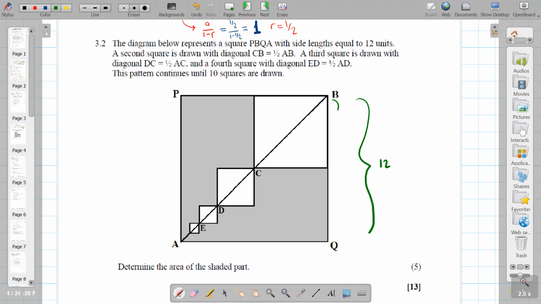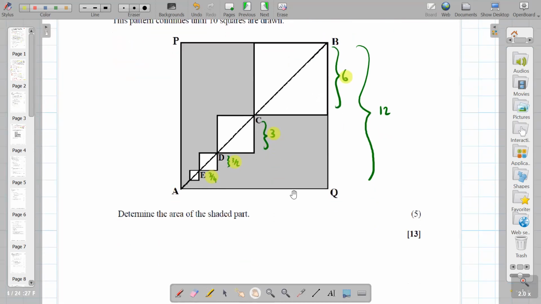The square is 12. And then the one inside is 6. And the one inside that is half of it, 3. Then it gets 3 over 2, and then 3 over 4. So you keep dividing by 2. Okay, so that's the point. It is 6 for the first square removed. The second square removed is 3, then 3 over 2 and 3 over 4. You are just halving your sides. And this pattern continues until 10 squares are drawn. Oh yeah, we don't have infinitely many squares, we have 10 squares.